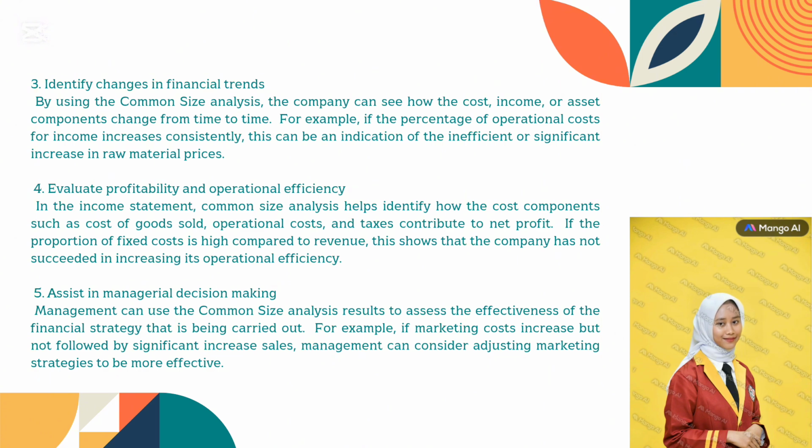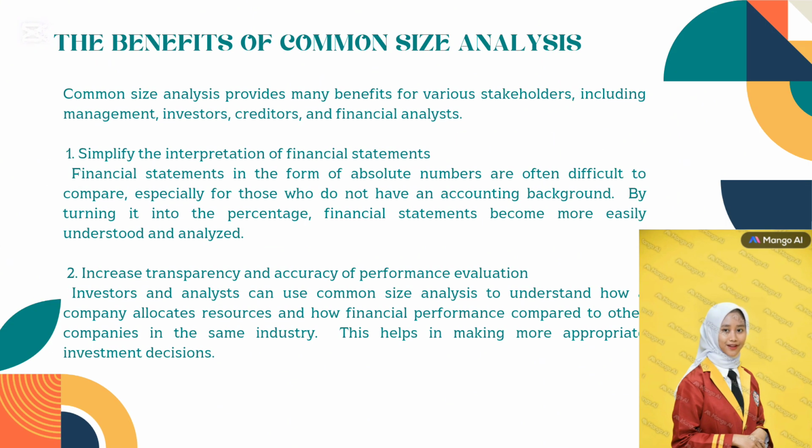Point 4. Evaluating profitability and operational efficiency. Common size analysis in the income statement helps assess the contribution of cost of goods sold, operating expenses, and taxes to net income. If the proportion of fixed costs is high compared to revenue, this indicates less than optimal operational efficiency. Point 5. Assisting in managerial decision-making. Management can use common size analysis to assess the effectiveness of financial strategies. If marketing costs increase without being followed by a significant increase in sales, the marketing strategy needs to be adjusted to be more effective.